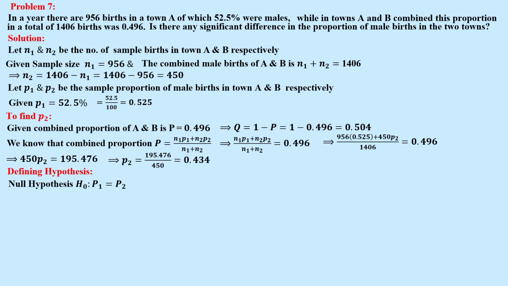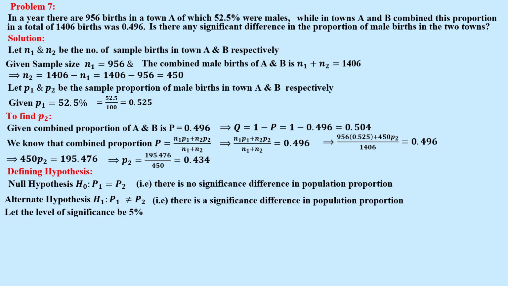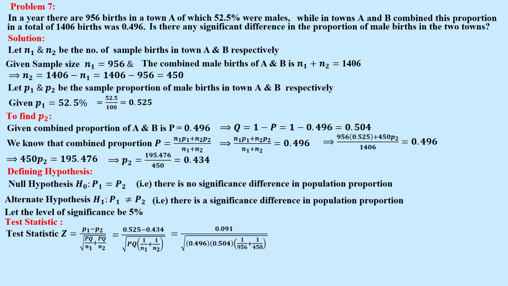So defining the hypothesis. H naught: there is no significant difference in the proportion, so P1 equal to P2. Alternate hypothesis: there is a difference, so P1 not equal to P2. Level of significance 5%. Test statistic, Z is equal to P1 minus P2 by root of PQ by N1 plus PQ by N2. Substituting the values, 0.525 minus 0.434 divided by root of PQ into 1 by N1 plus 1 by N2.